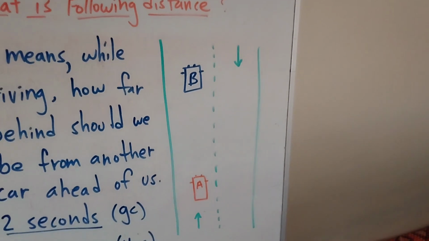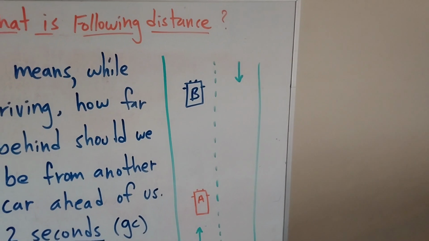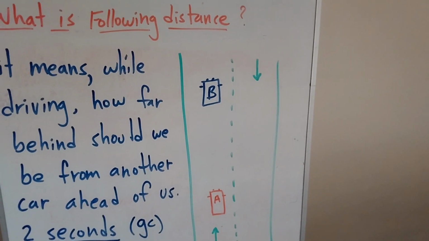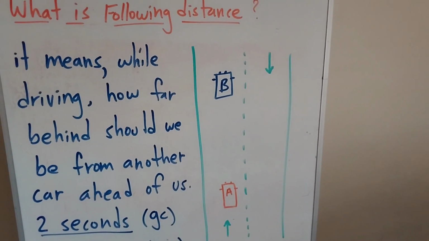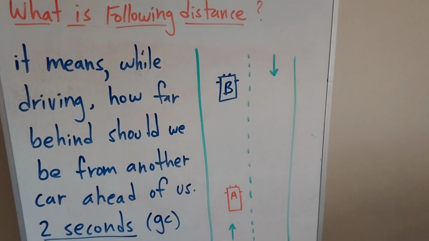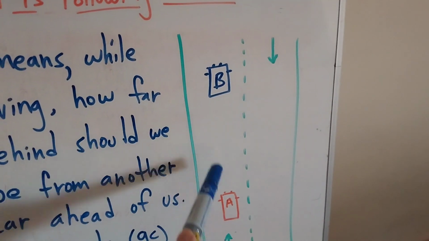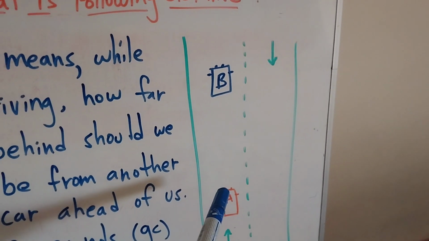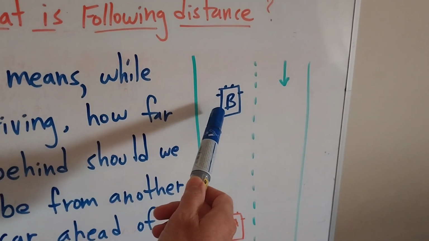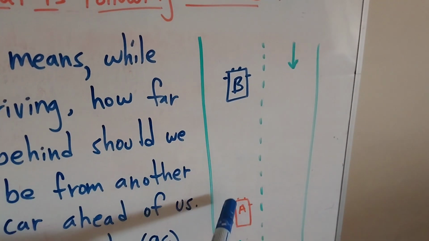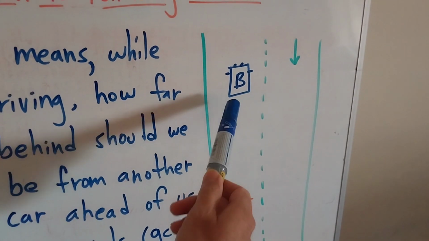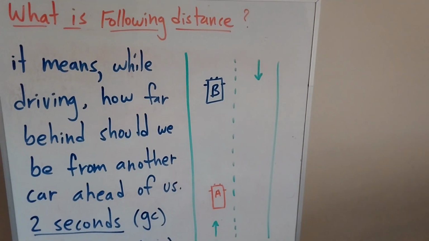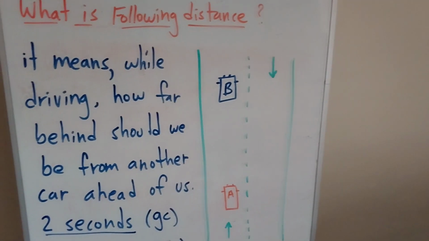1 meter, 2 meters, 10 meters, 20 meters, how much? Now, it depends on how fast we are going. The faster we are, the more the distance needs to be, because if that car suddenly brakes, we need a good reaction distance to safely stop and not hit that car.